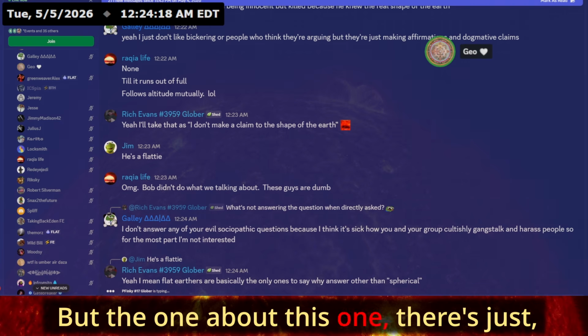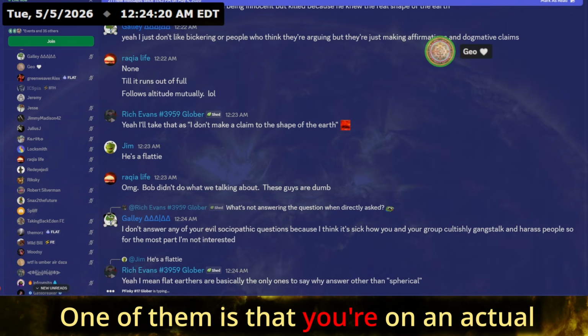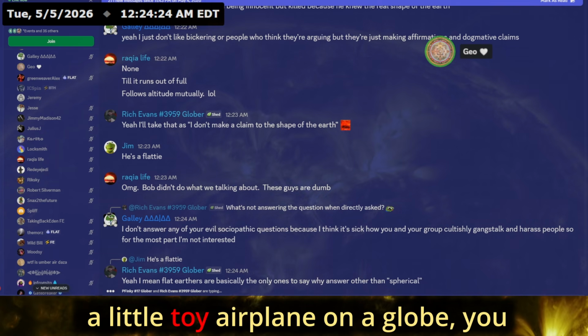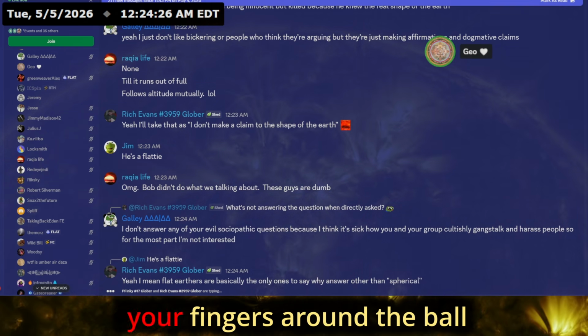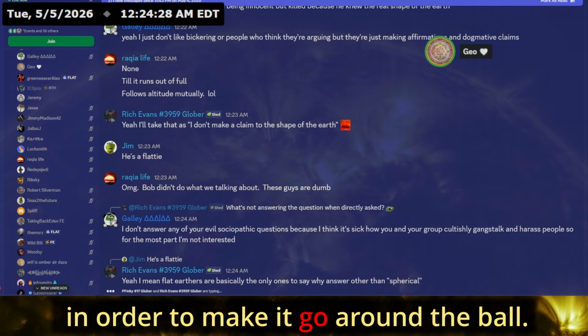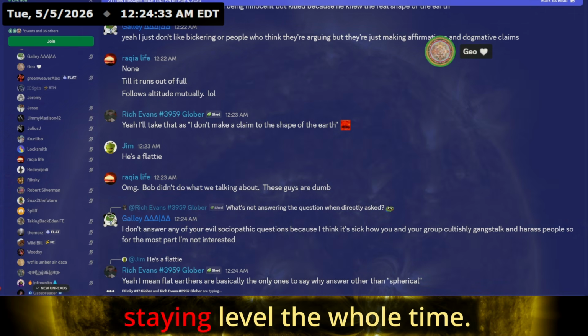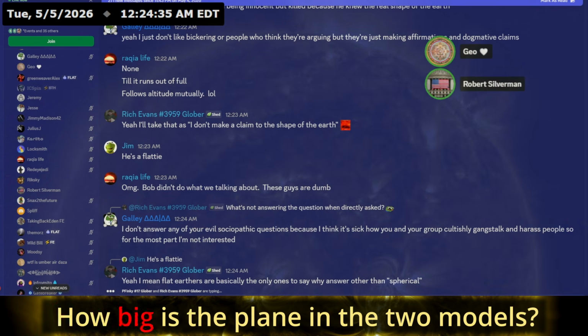But for this one, there are just two physical things. One of them is that you're on an actual sphere. Like I said, if you took a toy airplane on a globe, you'd have to arc your fingers around the ball in order to make it go around the ball. But if you did it over your flat table, you wouldn't have to do that at all. The plane would be staying level the whole time.